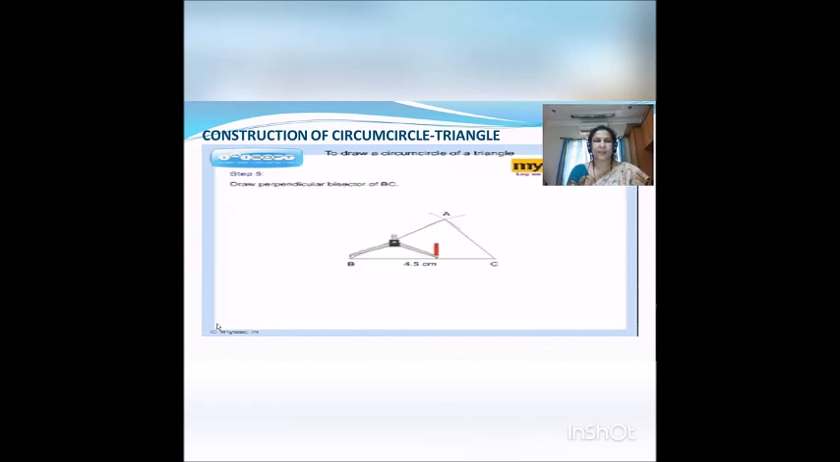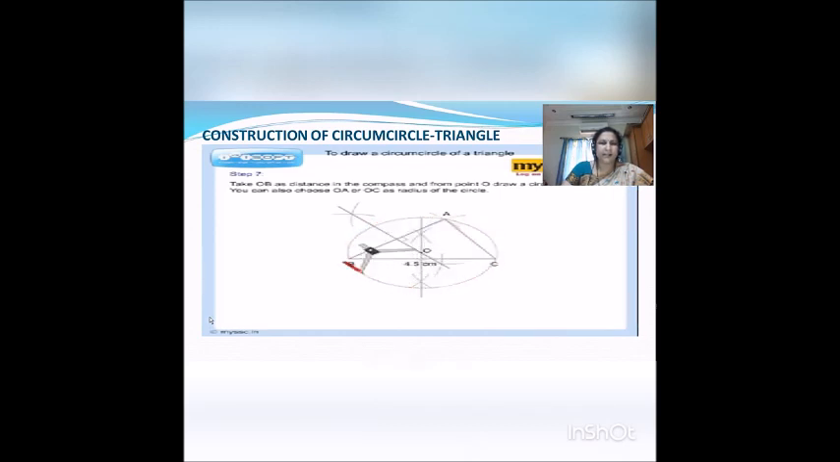Now we have to draw perpendicular bisectors of any two sides. First we'll draw the perpendicular bisector of segment BC. This is the perpendicular bisector of segment BC. Then we'll draw another perpendicular bisector. This is the perpendicular bisector of AB. These two perpendicular bisectors intersect each other at point O. Take the distance of O from any of the three vertices of the triangle and construct a circle. This is the circumcircle of your triangle ABC. OB is the radius of your circumcircle.